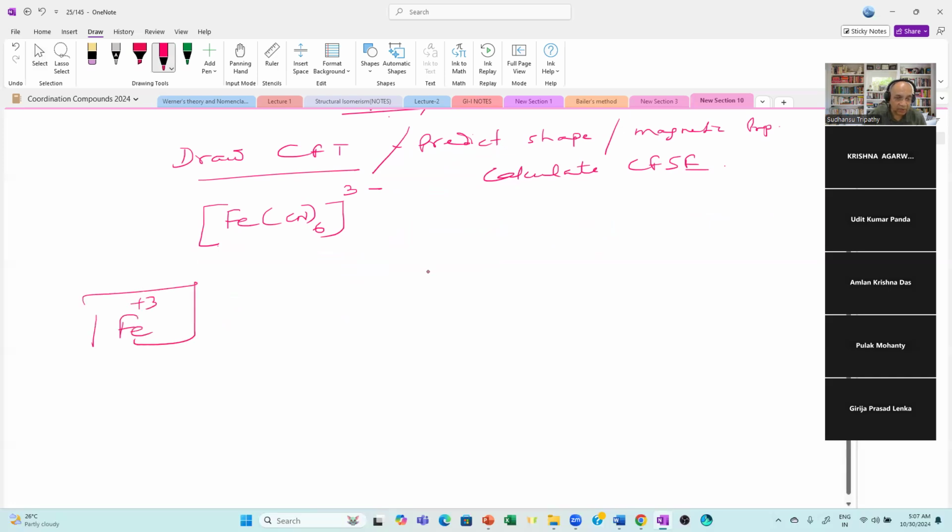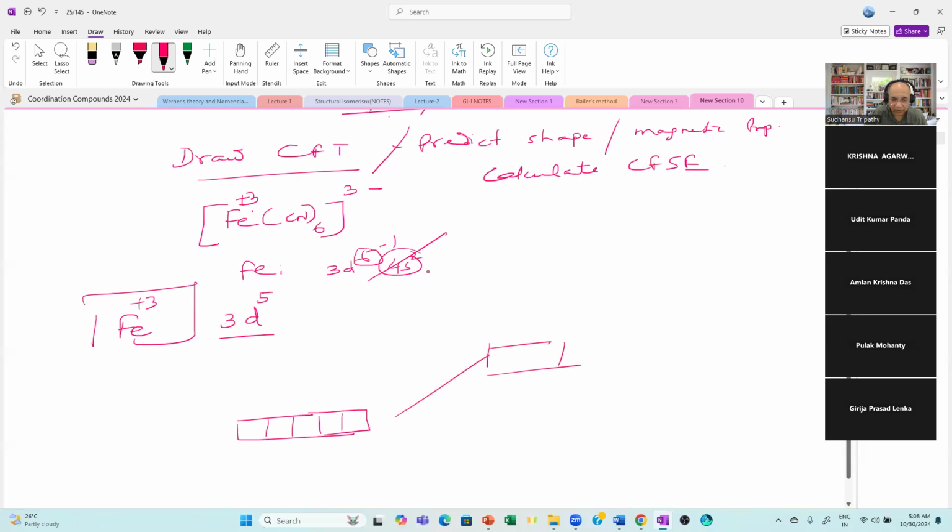This is ferric, plus 3, ferricyanide, and it is 3d5 configuration, because iron is 26, 4s2 3d6. For ferric, three electrons will go, so it will be 3d5. Once I talk of CFT, there is no hybridization, nothing. Simply splitting of the d orbital in the octahedral field, the t2g remains below, and eg rises.